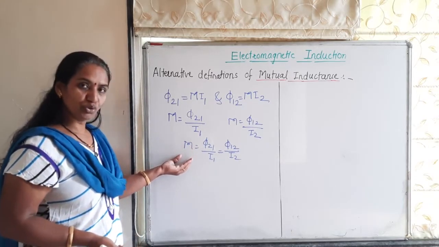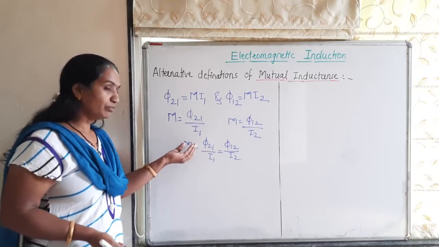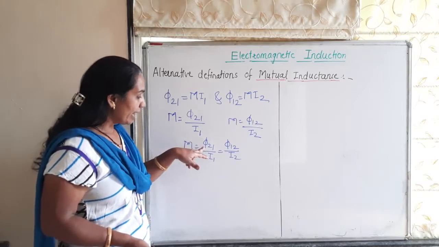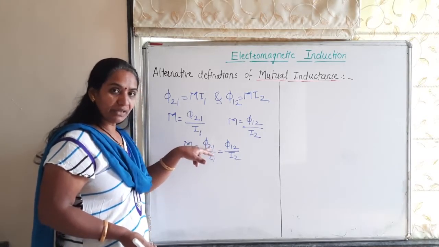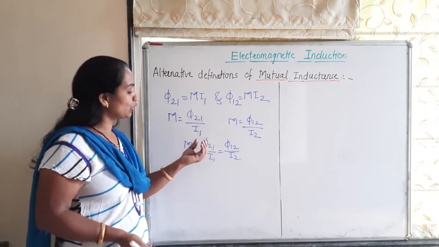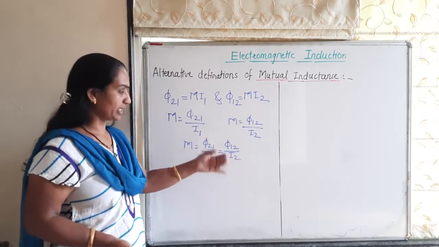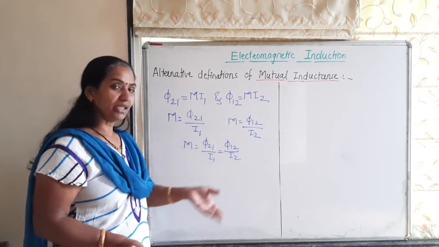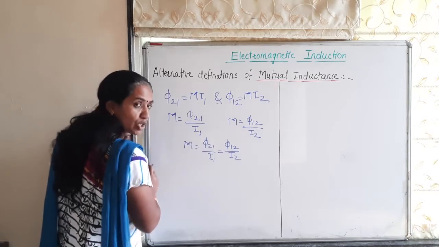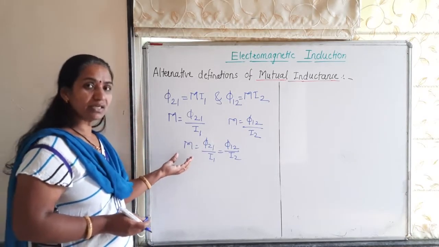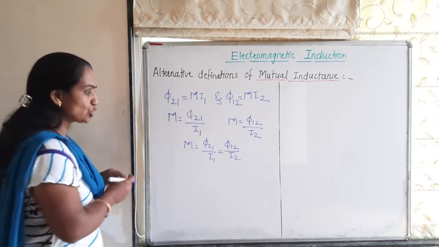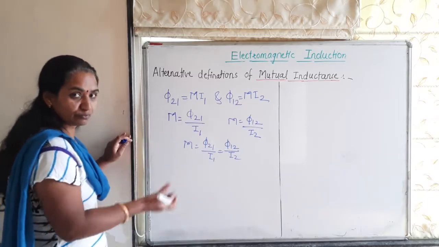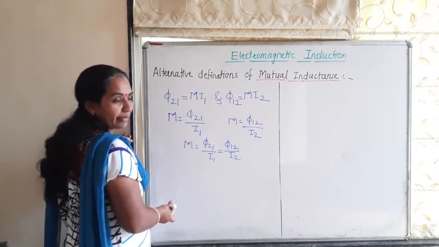The magnetic mutual inductance of two circuits is defined as the magnetic flux of one circuit per unit current in the other circuit. In this case the current is provided externally. So the first is called the secondary circuit and the second is called the primary circuit.